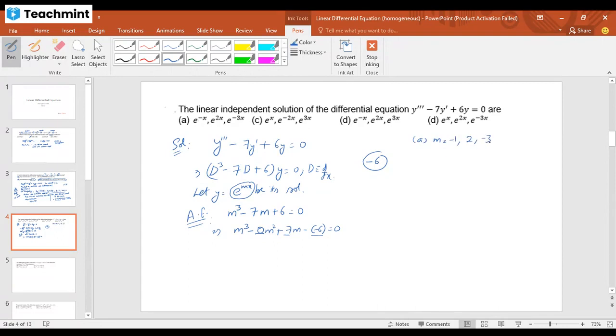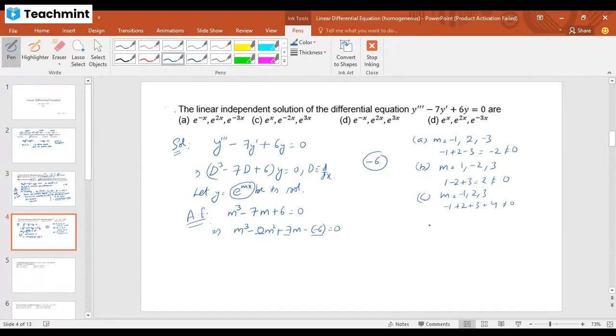If we take the sum of the roots, minus 1 plus 2 is 1, 1 minus 3, that is minus 1 plus 2 minus 3, is equal to minus 2. Obviously, it is not equal to 0. Now, if we consider the second one, the values of m are 1, minus 2 and 3. Again, if we take this sum, 1 minus 2 plus 3, it is 2, which is not equal to 0. Now, in the third option, it is minus 1, 2 and 3. If we take their sum, minus 1 plus 2 plus 3, it is 4, again not equal to 0.